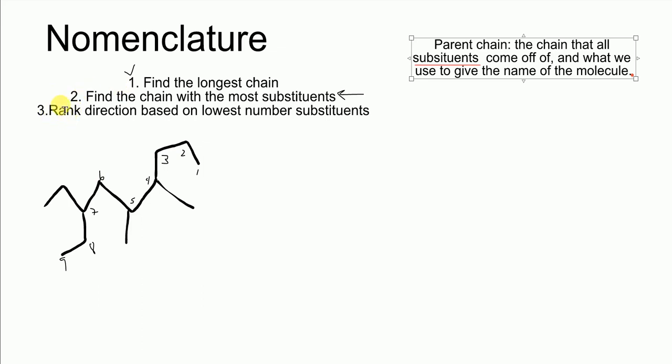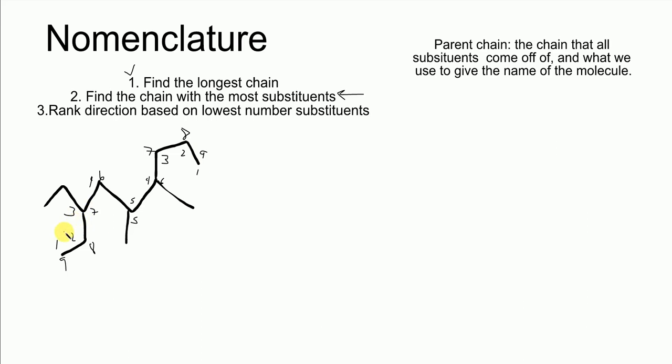And the third rule is rank the direction based on lowest number of substituents. So what the heck does this mean? Well, after you found your parent chain, everything's all good and done. We have two ways that we can number this, right? So yes, I numbered it 1, 2, 3, 4, 5, 6, 7, 8, 9, but I can also number it from this direction: 1, 2, 3, 4, this is 5, right? 6, 7, 8, 9.